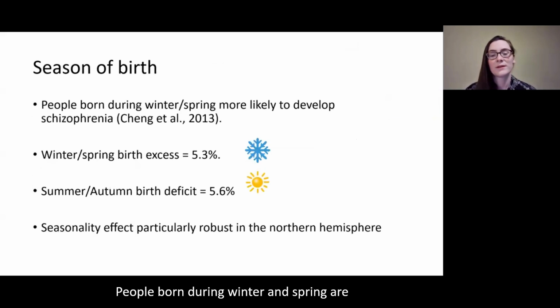People born during winter and spring are also slightly more likely to develop schizophrenia. One study reported an excess of schizophrenia births in winter-spring of 5.3% and a deficit in summer-autumn of 5.6% in comparison with the general population. This so-called seasonality effect is relatively robust in the Northern Hemisphere, while findings from the Southern Hemisphere are less consistent.